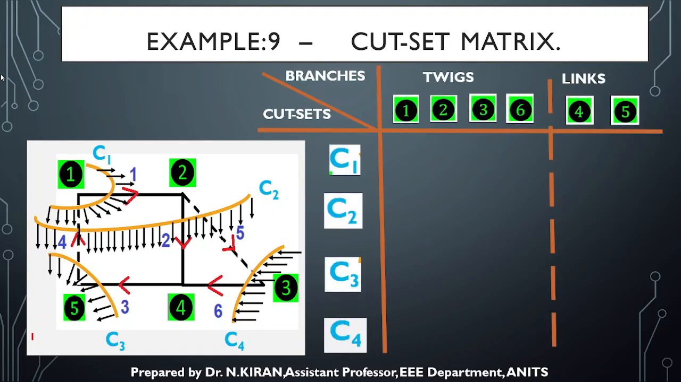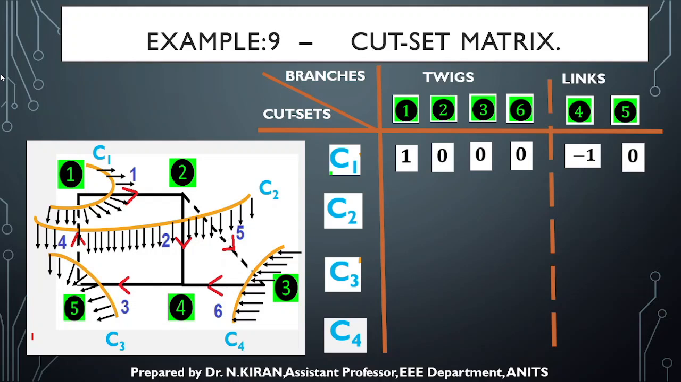As I told you, first twigs should be entered, then links should be entered. C1 and the first twig are in the same direction, +1. Twigs 2, 3 and 6 are nowhere related to C1, so it is 0. The fourth link is in the opposite direction of cut set C1, so -1. The fifth link is nowhere related to the C1 cut set, so it is 0.